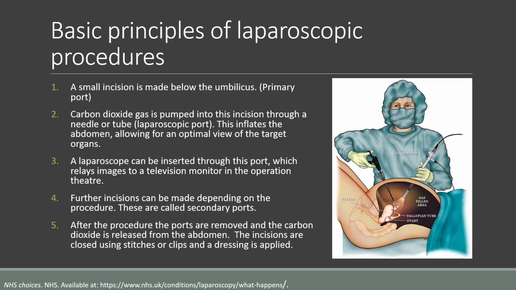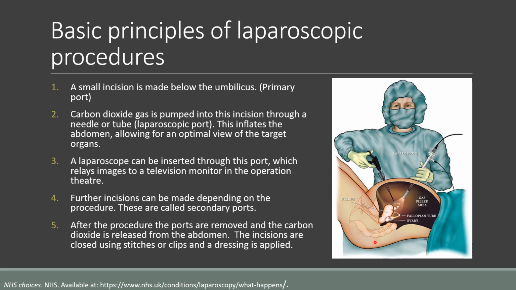I'll just begin by going over the basic principles of laparoscopic procedures. A small incision is made below the umbilicus, and this is known as the primary port site. Then from this, carbon dioxide gas is pumped into this incision through either a needle or sometimes a tube, or what we can otherwise call a laparoscopic port. This inflates the abdomen, and that allows for an optimal view of the target organs.